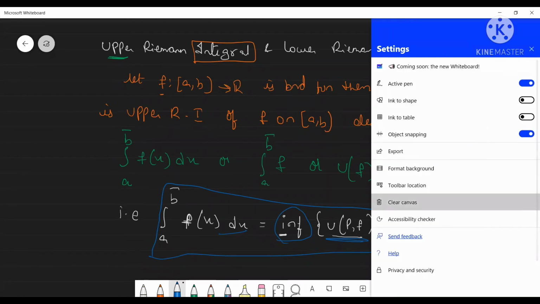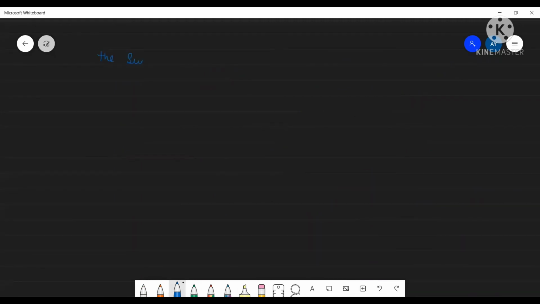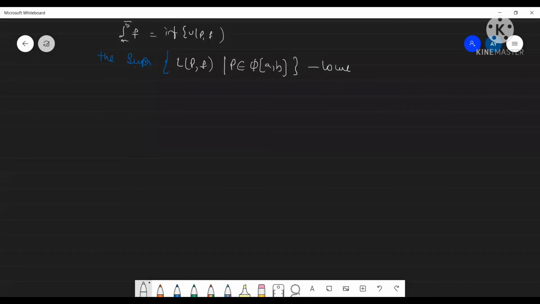And after this, you will have the lower Riemann integral. The supremum, sorry, the supremum of, what was the upper one? The integral a to b, bar, f is equal to the infimum of U(P, f). So what will this be? This will be the supremum of L(P, f) such that P belongs to the set of partitions of [a, b]. This is the lower Riemann integral. So how will we denote this? We will denote this with the bar on a, as it is lower. How did we define upper? We took the bar on b. So integral a bar to b, f of x dx, or we can denote this as integral a bar to b, f, or we can write L(f).